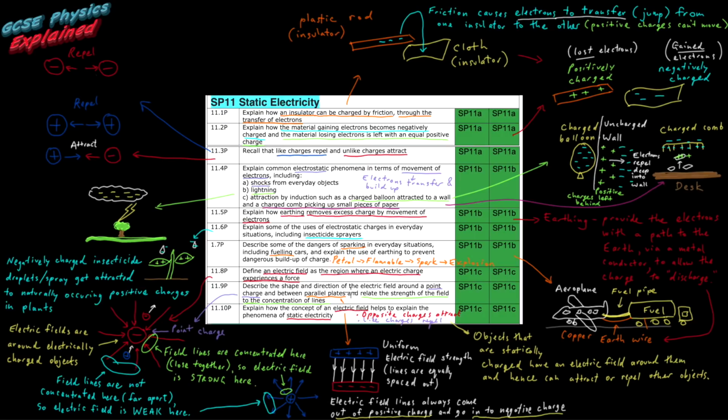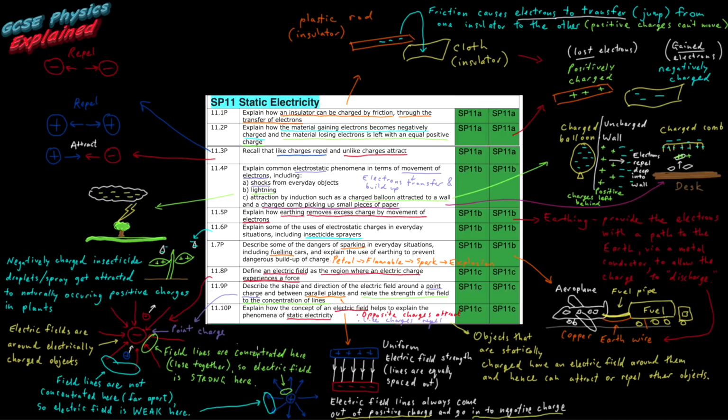Describe the shape and direction of the electric field around a point charge. So that's what it is. It's a charge at a single point. And between parallel plates. So these are the parallel plates down here. And relate the strength of the field to the concentration of the lines. So like I say, that's a point charge. Now if you look here, these lines are close together. So the field lines are concentrated here, close together. So the electric field is strong. Now that's both there and there.